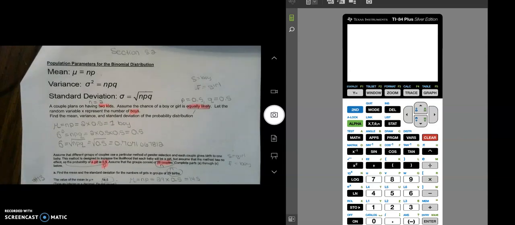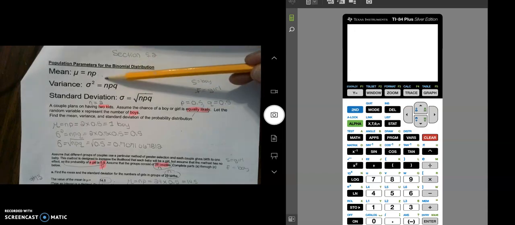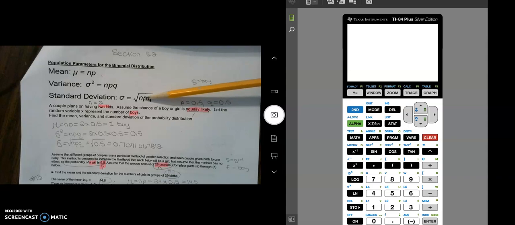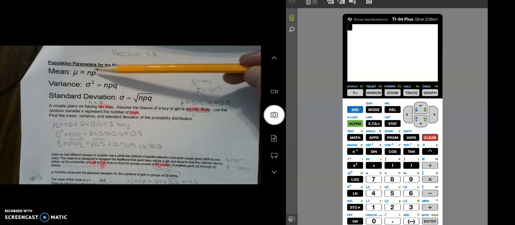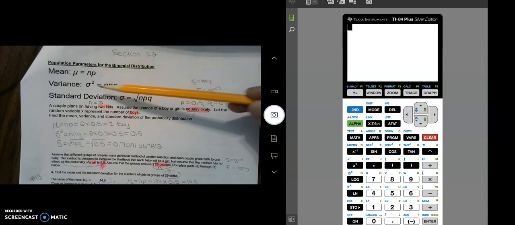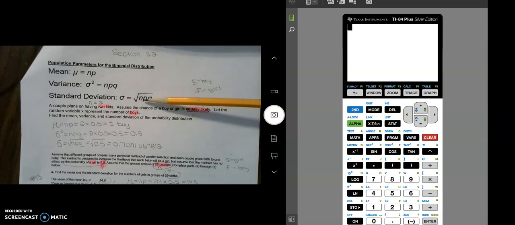Okay, so still in section 5.2, this is on page 5 of the handout. We're going to talk about the population parameters, which are the mean, the variance, and the standard deviation for a binomial distribution. The mean is n times p. Remember, n is the number of trials, p is the probability of success. The variance is n times p times q. Q is the probability of failure. And the standard deviation is the square root of it.